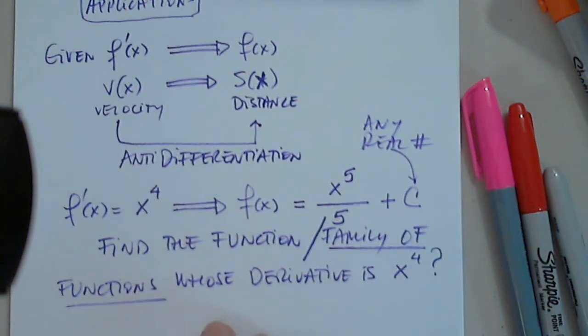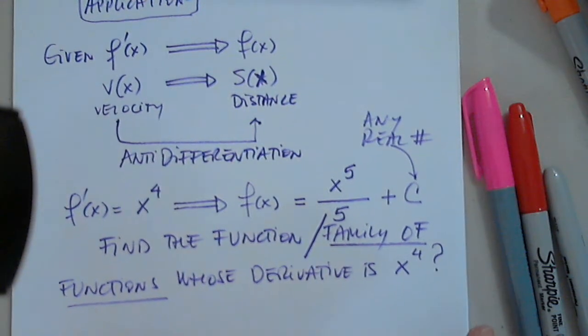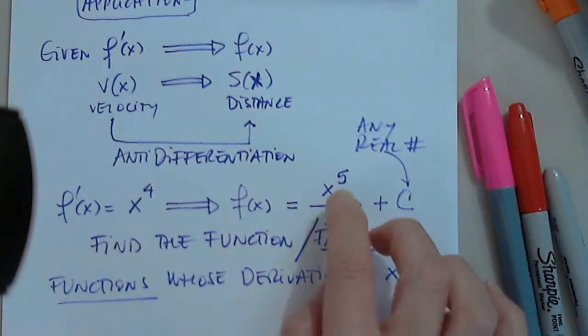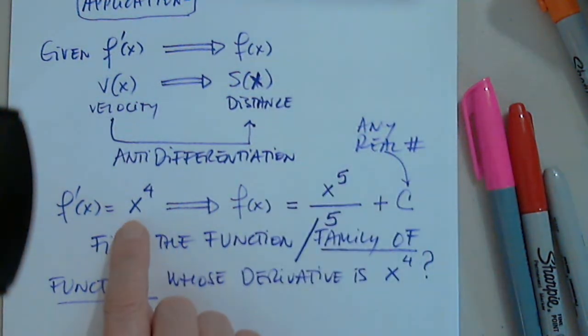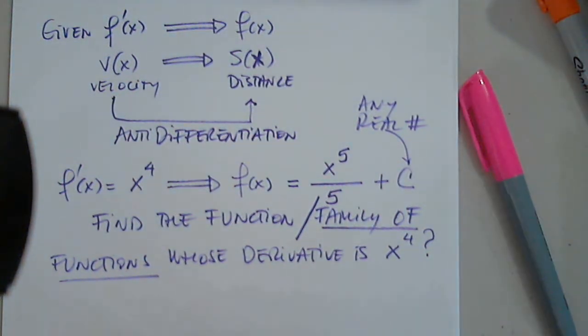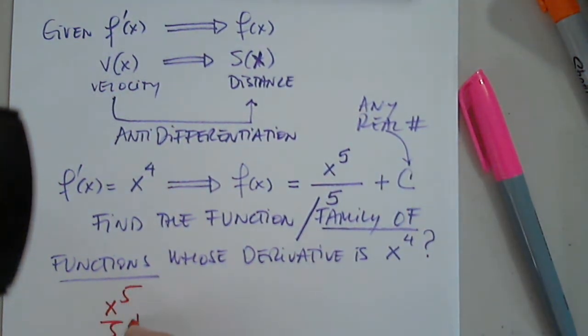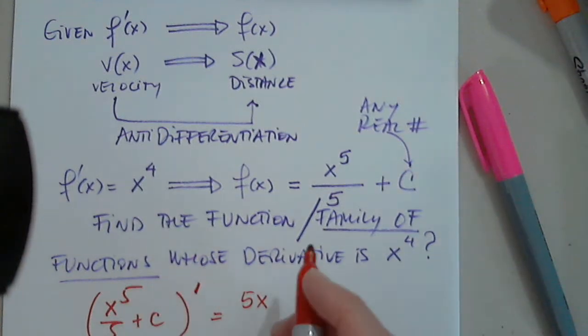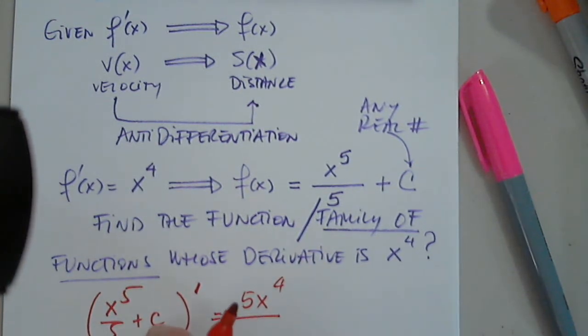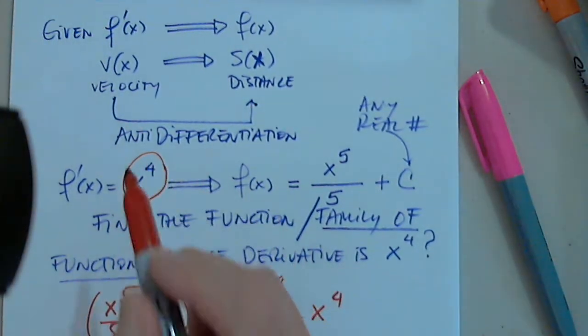So now I have to convince you, because I haven't convinced you yet, that this function f of x, if I differentiate it, I get that. So if I have x to the 5th divided by 5 plus a constant, prime, I know I have to bring the power in front, subtract 1 from the power. The constant prime is 0. I will simplify these two, get 1. So the answer is x to the 4th, as expected.